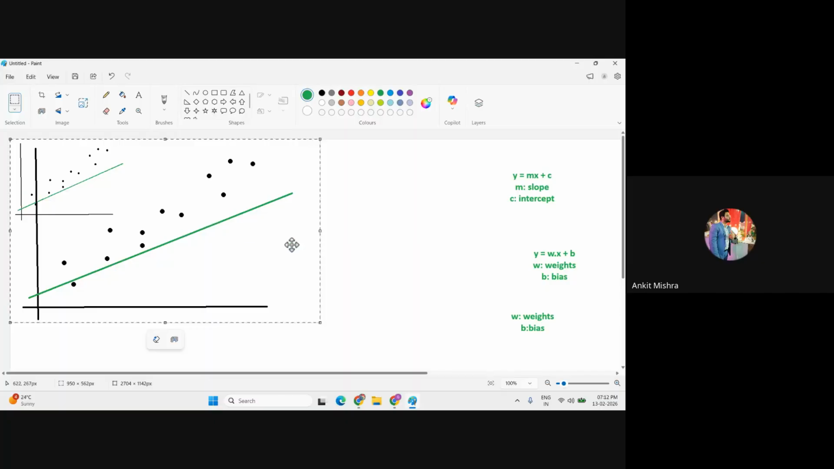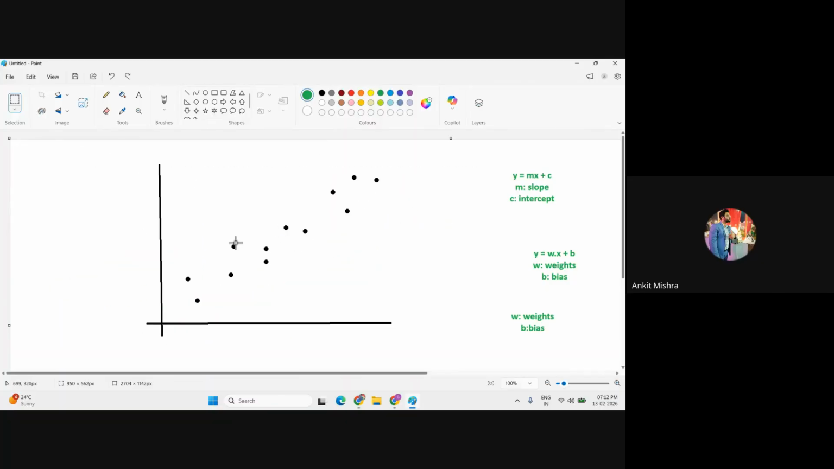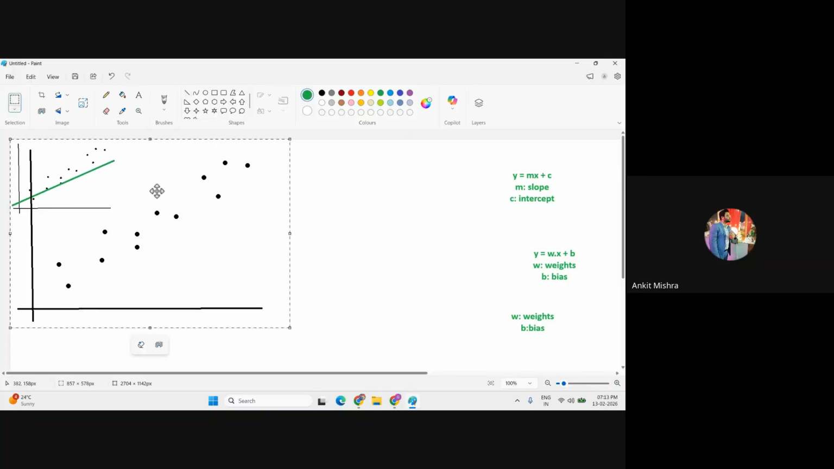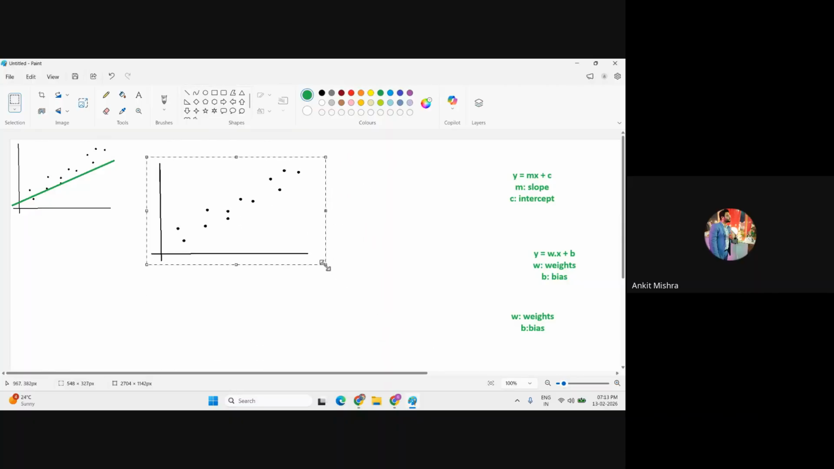What about the overfit? Overfit is something like this. Let's do one thing. Instead of taking a snap of this, let me take a snap of this one. This is my underfit. Let me create the line. This is the underfit scenario, right? And again, I'll plot another scatter graph. And this one is for overfit.